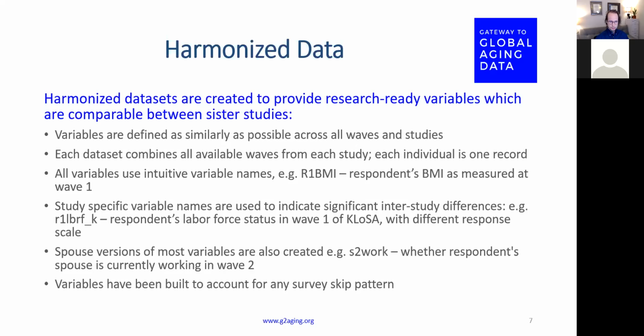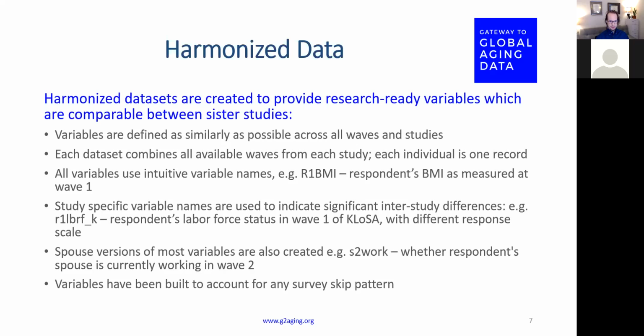Study-specific variable names are also used to indicate significant inter-study differences. So for example, in the harmonized KLOSA, there's a variable called R1LBRF_K. And that's the respondent's labor force status at wave 1. And that underscore K indicates that there's something specific about this version of the variable. And that's because KLOSA has a different response scale. They use different categorizations for labor force status than the other studies. So that just lets you know that although a similar concept is captured, so KLOSA certainly captures the labor force status, it doesn't have the same categories as all of the other studies.